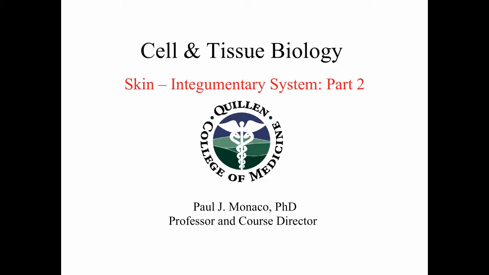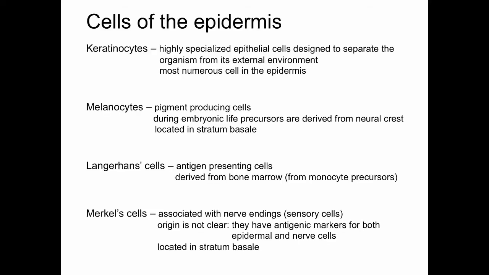In continuing with our second podcast on the skin and integumentary system, let's take a few minutes and talk about the cells of the epidermis. We can talk about keratinocytes, melanocytes, Langerhans cells, and Merkel cells. Now, the keratinocytes are highly specialized epithelial cells, and they're designed to separate the organism from its external environment. As we've said, the keratinocytes are the most numerous cell in the epidermis.